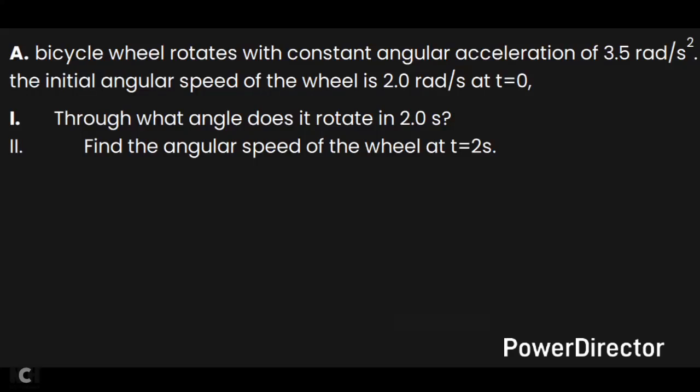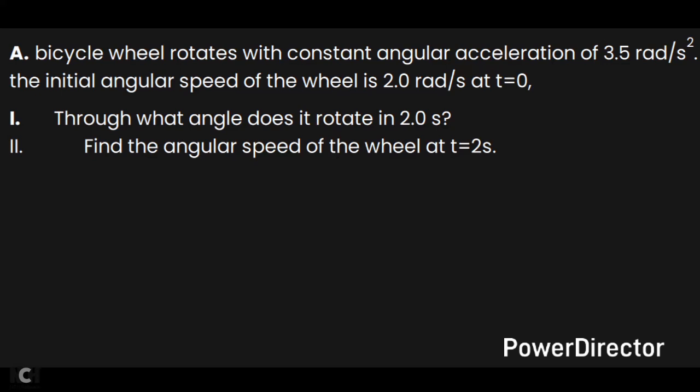Rotation kinematics, but the thing that we concentrated on will be about solving questions. So let's solve questions on the rotation kinematics. The first question says a bike wheel rotates with a constant angular acceleration of 3.5 rad per second squared. The initial angular speed of the wheel is 2.0 rad per second at t equals 0. The first question says through what angle does it rotate in 2 seconds?